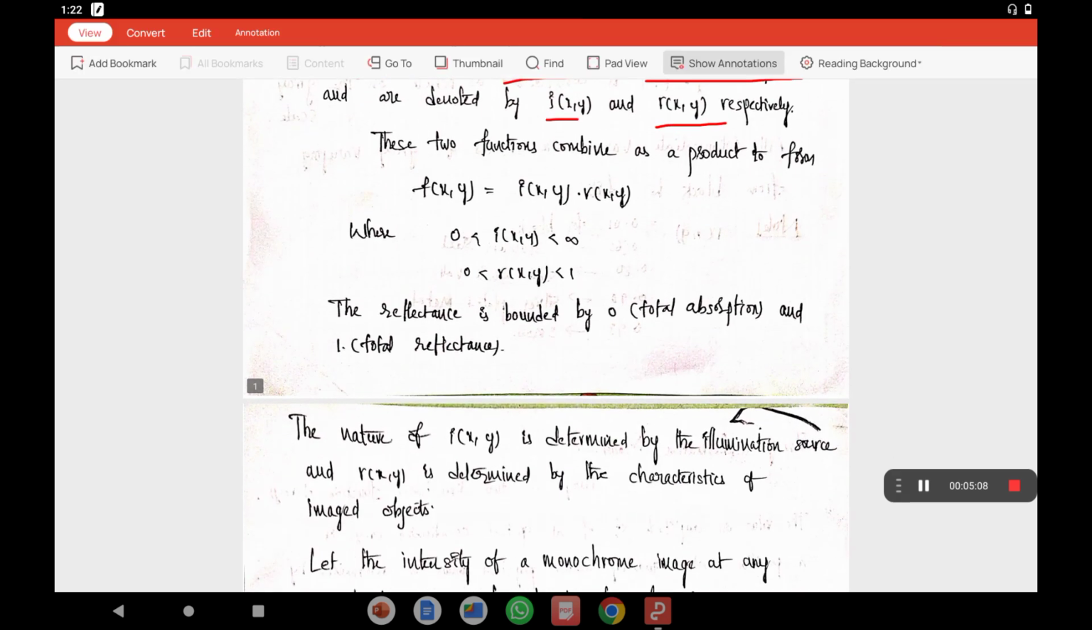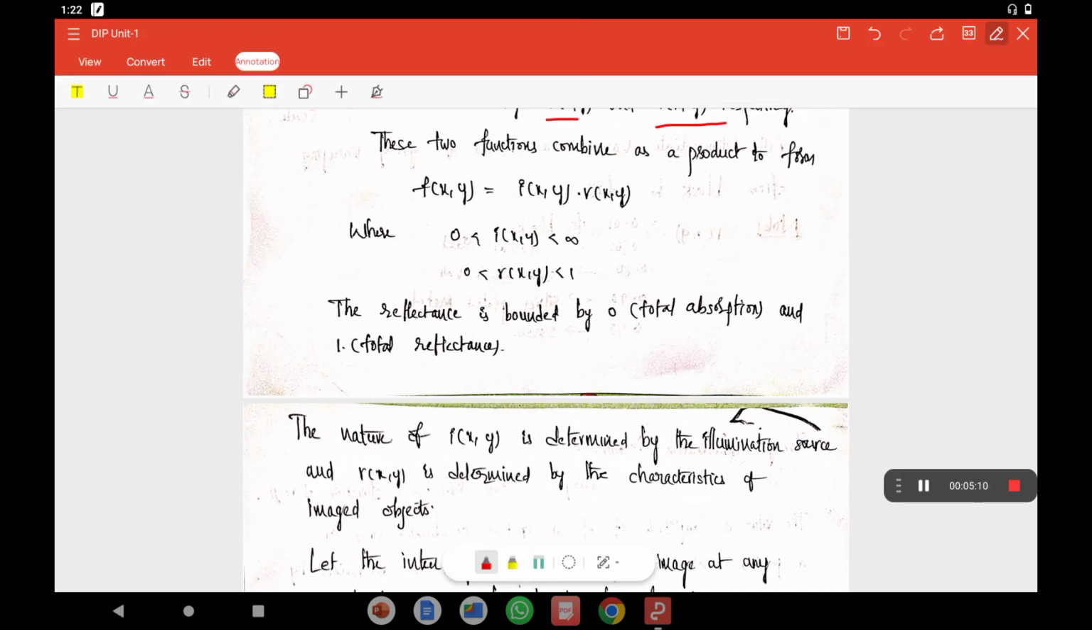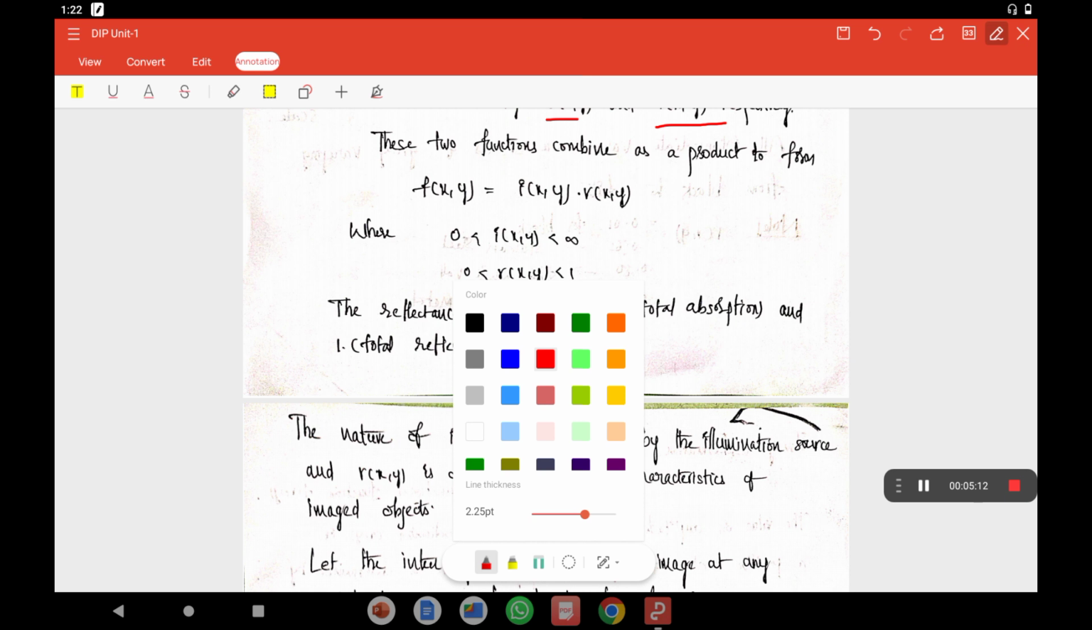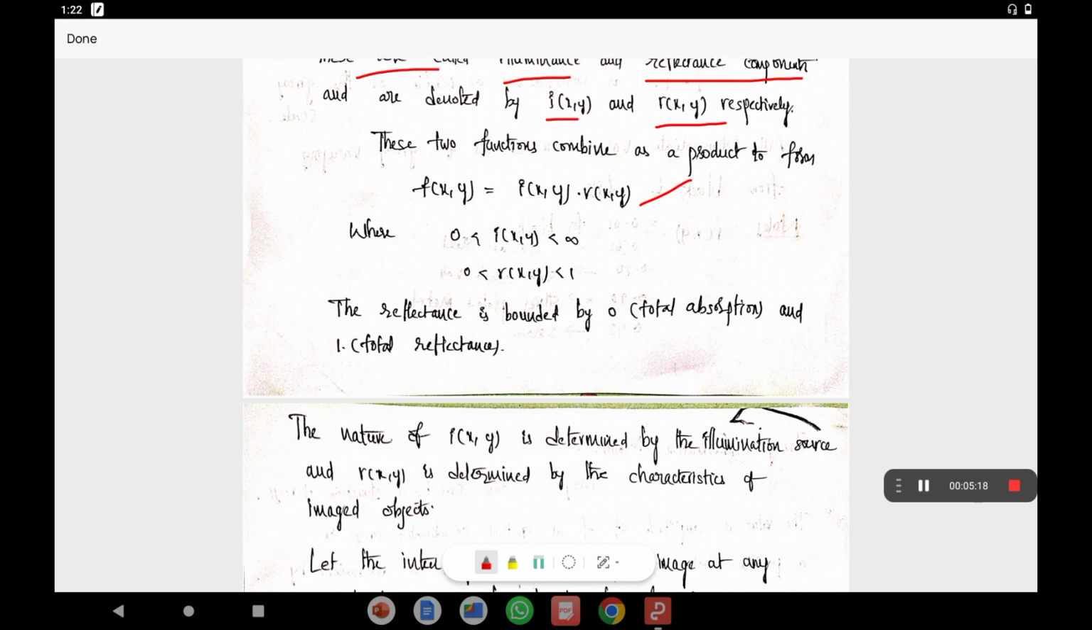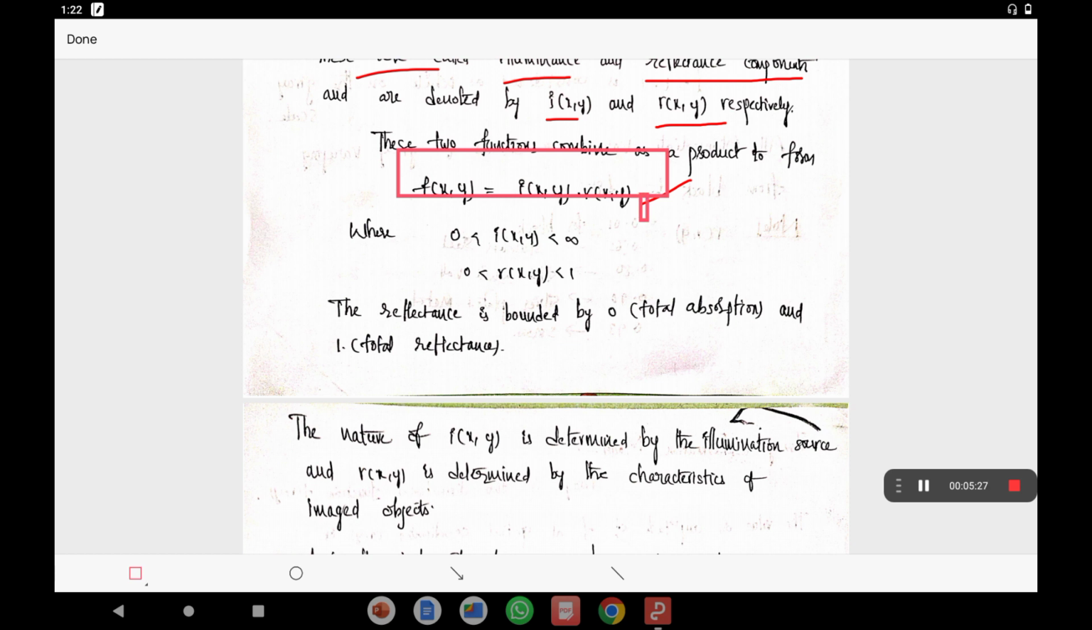f of x comma y is equal to a product of the illumination component as well as the reflection component, right? It is a product of the illumination component and the reflection component.